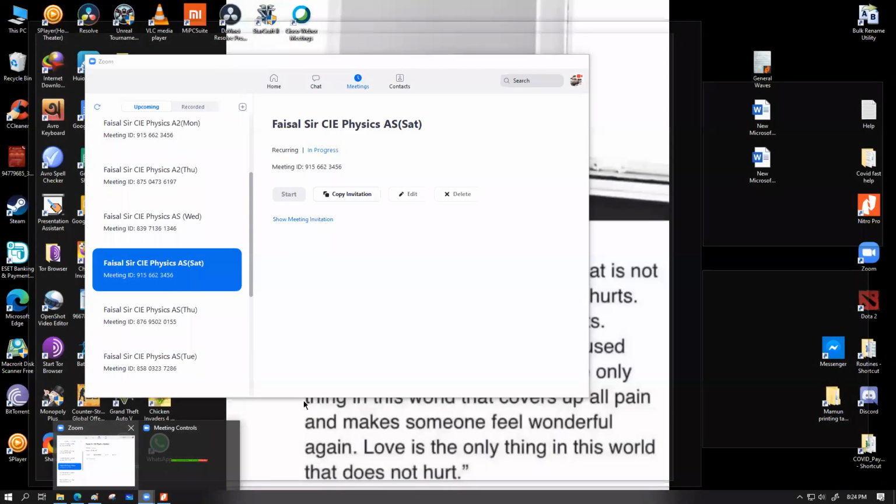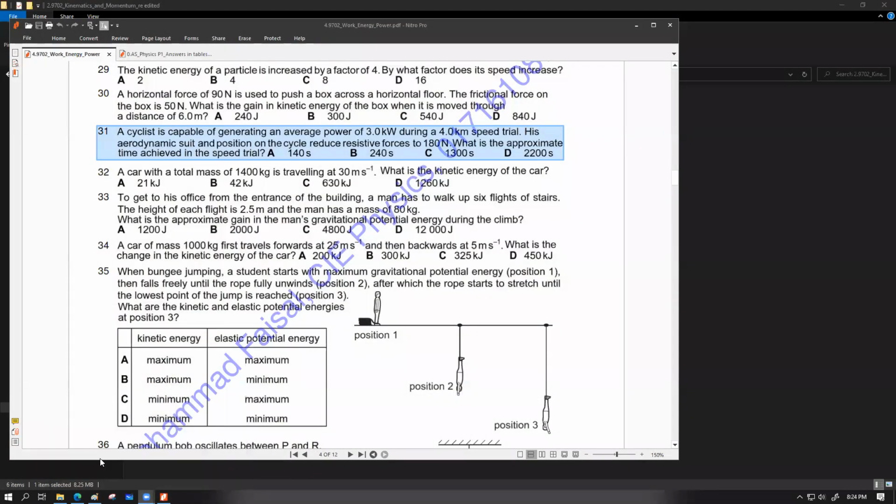Sir, the forward force isn't given, so why should we count the resistive force? Beautiful question, because the question says that a cyclist is capable of generating an average power of this much. Average power means this is the average power. He's definitely going to use different values of power over his cycling experience, but this is the average power. His aerodynamic speed and position of the cycle reduce resistive forces to 180 Newton. What is the approximate time achieved in the speed trial? Now try to understand. Whenever someone is going for a speed trial, for a significant portion of their track movement, they're going to be moving at a constant speed. The duration of acceleration is going to be really steep and really small. They're going to speed up to the optimum speed pretty fast and try to maintain that speed overall.